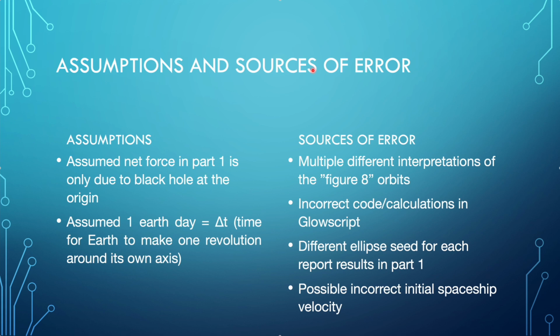For our assumptions and sources of error, we assume that the net force in part one is only due to the black hole at the origin, and we assume that 1 day equals the time for Earth to make 1 revolution around its own axis as delta t. For our sources of error, we have the different interpretations of the figure eight orbits, possible incorrect coding calculations, different ellipses for each lab, and possible incorrect initial spaceship velocity.